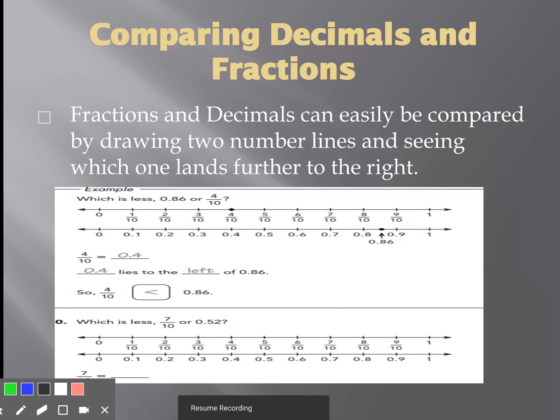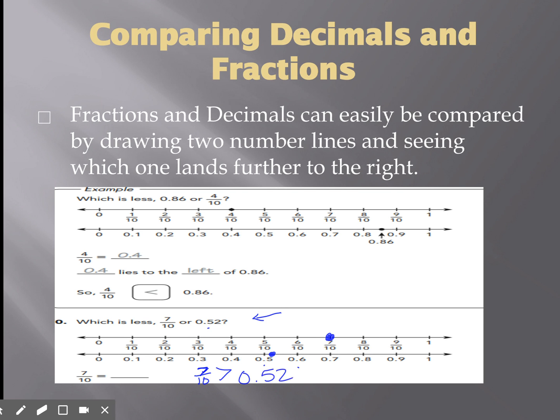We can do the same here to compare 7/10 and 0.52. They're kind enough to already draw our number lines for us. The first one is the fraction, so I'm locating 7/10 and labeling it. And 0.52 lies between 0.5 and 0.6. I know 0.52 is going to be closer to 0.5 than to 0.6. So I could easily say, just by looking at this, that 7/10 is greater than 0.52. And that's it for lesson 1.1 part 2.